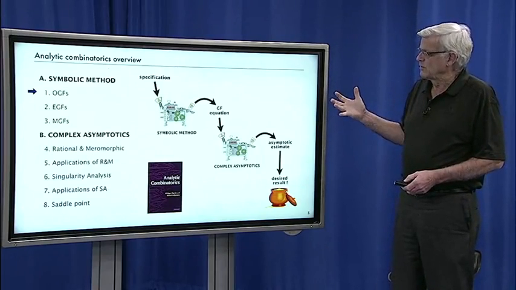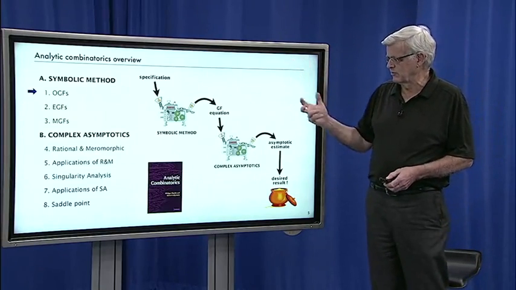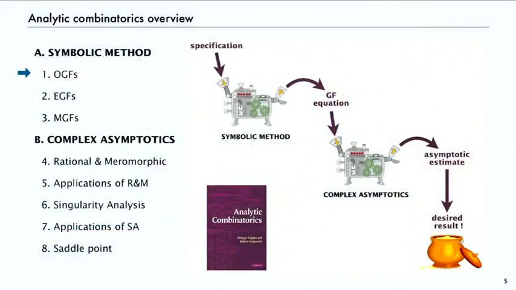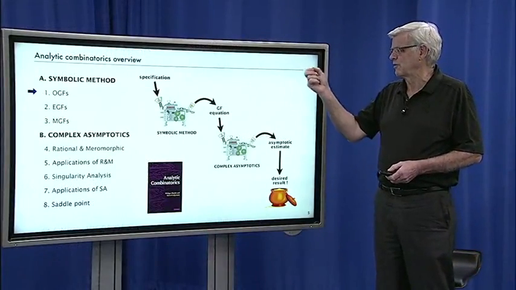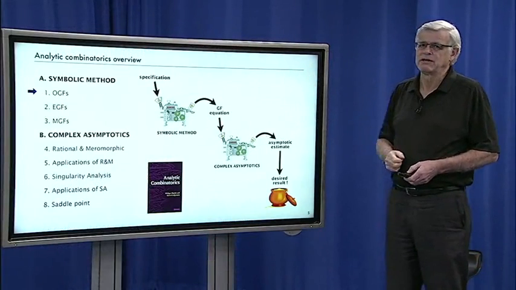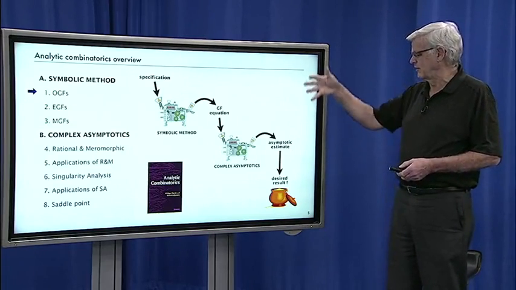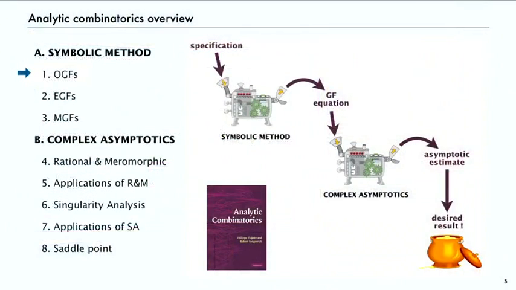So the overview is a bit like this. These are the eight chapters that we're going to talk about. The symbolic method, there's three chapters: ordinary generating functions, exponential, and multivariate. And then some chapters on complex analysis. And the idea is that we start with a specification, and the symbolic method is a process that gives us a generating function equation. And then complex asymptotics gives us another set of processes that immediately give us the asymptotic estimates that are a desired result.